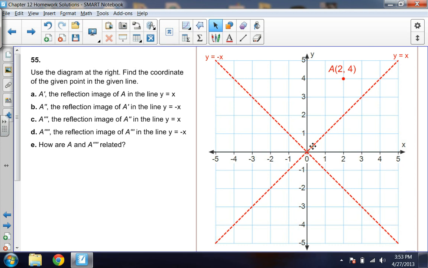And they do give this to you. And so now you should have a good example of what y equals x looks like. For every 1 that I go in the x direction, I go 1 in the y direction. And it crosses the y-axis at 0, and crosses the x-axis at 0 as well. Okay, so here's that line, and we want to reflect this point over it.